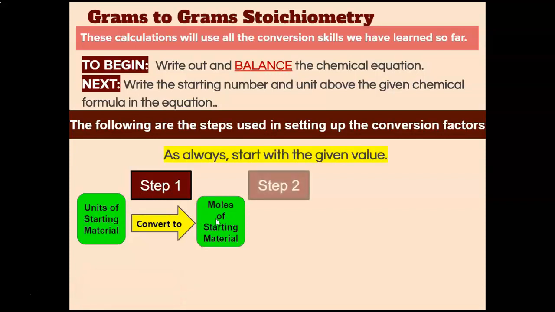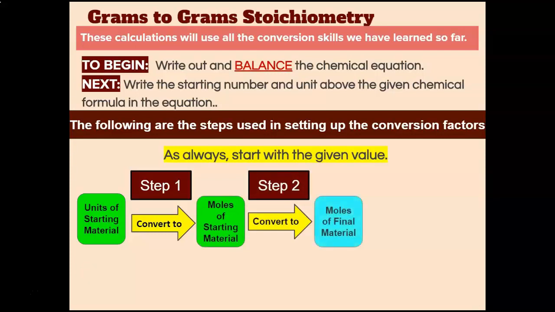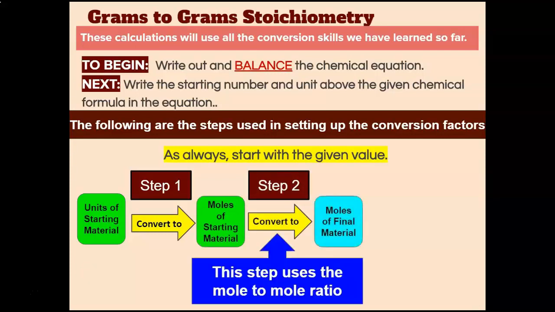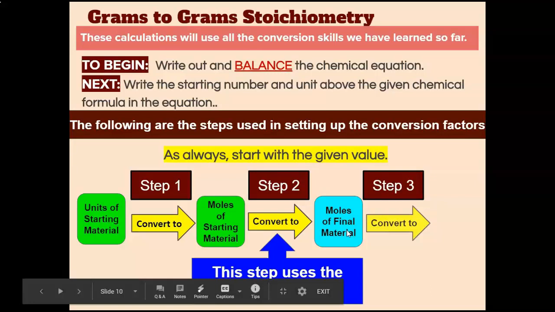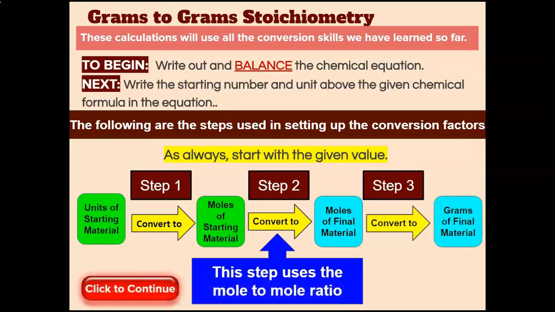The next thing that we're going to do is convert moles of that material to moles of the final material. This is where we're going to utilize that mole-to-mole ratio we learned last week. And the last thing that we're going to do is take those moles of our final material and convert them into grams, or we could use liters as well. It's just whatever final unit the problem asks us to solve.